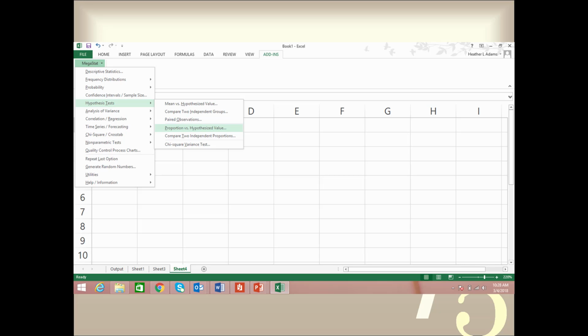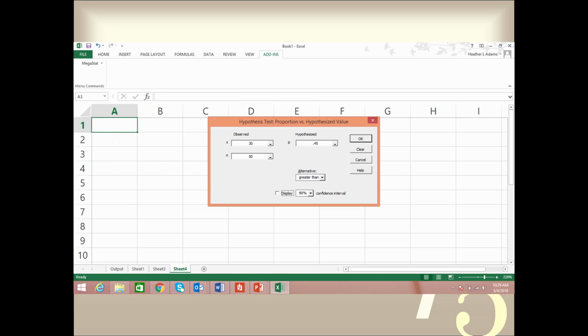So here's what we do. Again, go to MegaStat and hypothesis test, but this time we're going to do proportion versus hypothesized value. Okay, and in this case you can either put the x over n, so the 30 out of 50, or if you went ahead and calculated the proportion, divided 30 by 50, you could just enter the 0.6 in there, and because of the decimal place it would know it was a p, so it would change that x to a p. Okay, but in this case it has 30 out of 50, you might as well just let it do the calculation for us.